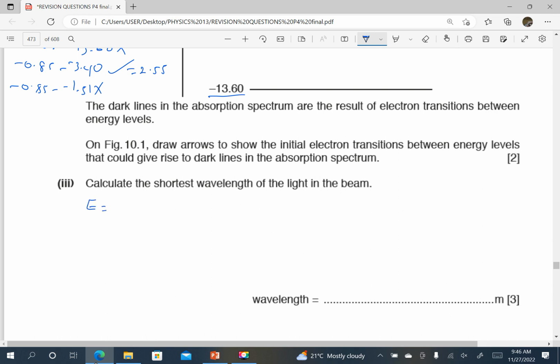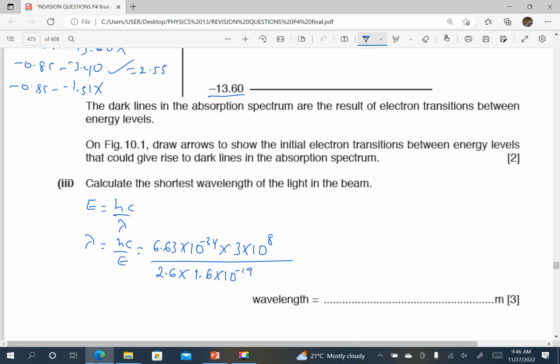So energy is equal to h c over lambda. So the wavelength is going to be h c over energy, which is 6.63 times 10 power negative 34 times 3 times 10 power 8, divided by the highest energy, which is 2.6 electron volts. That will be times 1.6 times 10 power negative 19 to change it to joules. So I press my calculator.